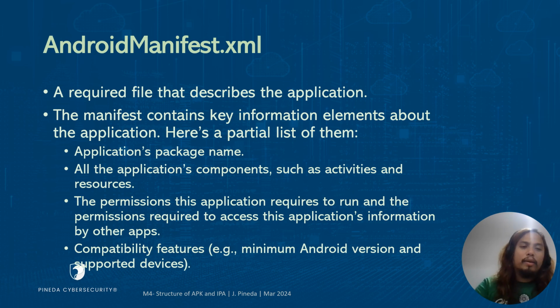You have the app's package name, all of the application's components such as activities and resources, the permissions the application requires to run, and the permissions required to access the application's information by other apps. So all of the normal and dangerous permissions will be shown there. And the compatibility features: what would be the minimum Android version and supported devices?